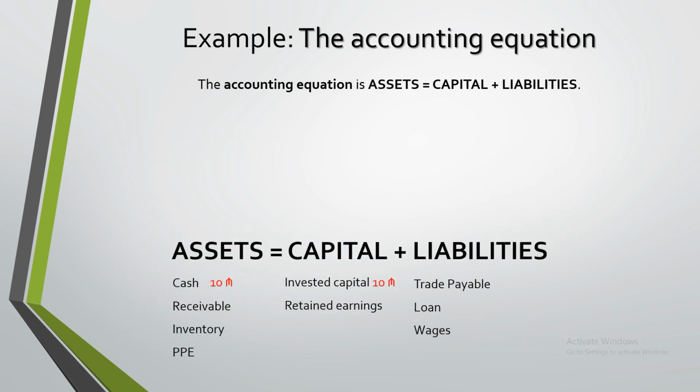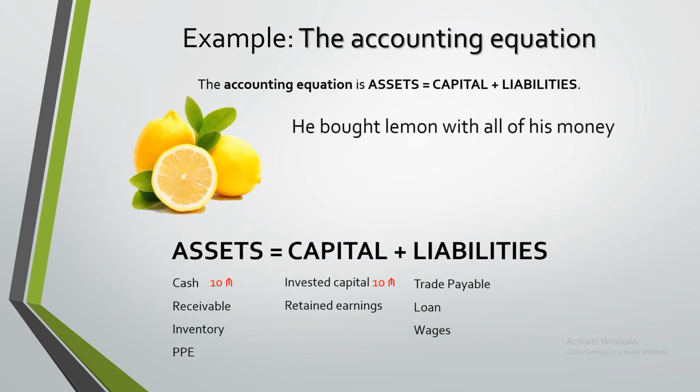Then he bought lemons with all of his money. The transaction will be: debit inventory 10 ATM, credit cash 10 ATM. There will be some reclass in assets, but the accounting equation will be the same, 10 equals 10. It means we have 10 ATM worth of inventory on our hands and the source of this inventory is our capital.